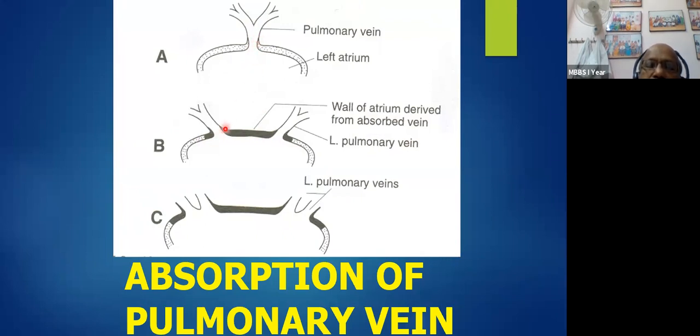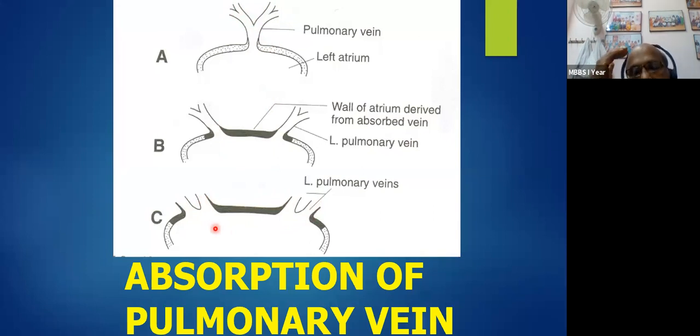Next, you are able to make out 2 openings. Initially one pulmonary vein gets divided into 2, and slowly that is also absorbed into the left half of the primitive atrial chamber. When this part is absorbed into the left atrium, you see 2 openings. Now each division is again divided into 2, this side 2, this side 2. They are also absorbed into the left half of the primitive atrial chamber. That's why finally we get 4 openings, 4 pulmonary veins.